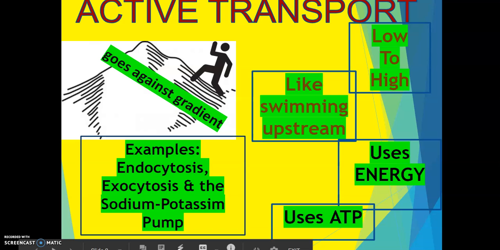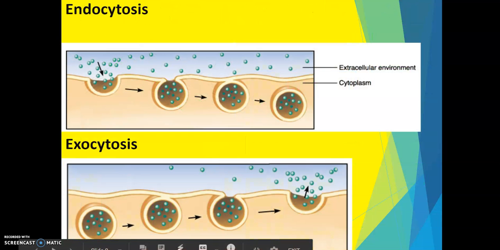So we're putting our notes together with active transport. We are going from low to high, so that's going against the concentration gradient. It's kind of like swimming upstream. In both of those cases, when you think about it, my little guy running up this mountain here or swimming upstream, both of those are going to use energy. They're going to cost the cell some ATP, so it is costly to our cells. And examples: endocytosis, exocytosis, and something called the sodium-potassium pump.